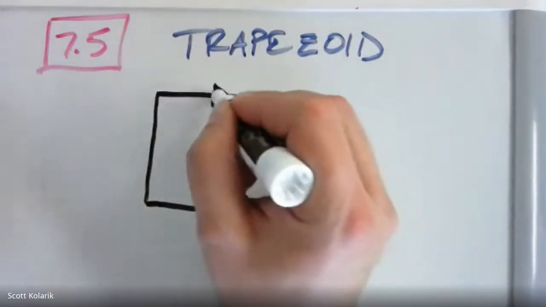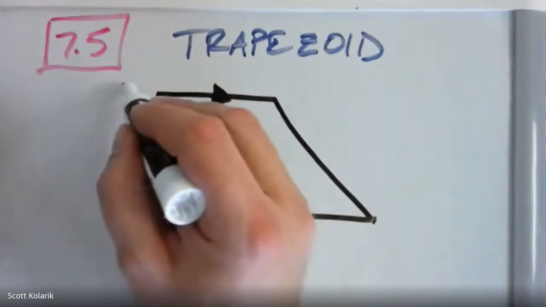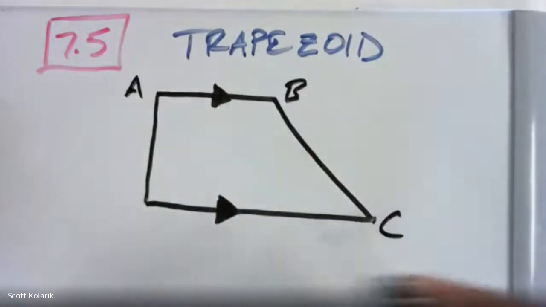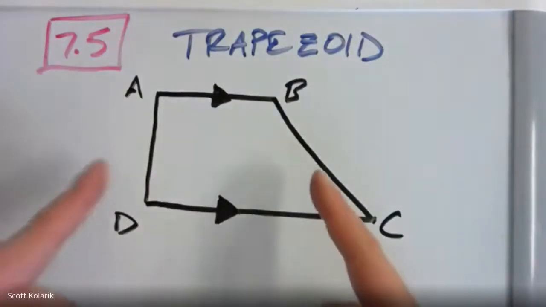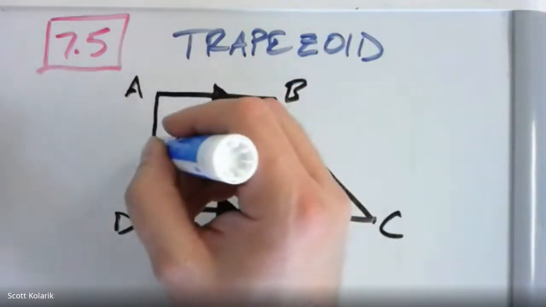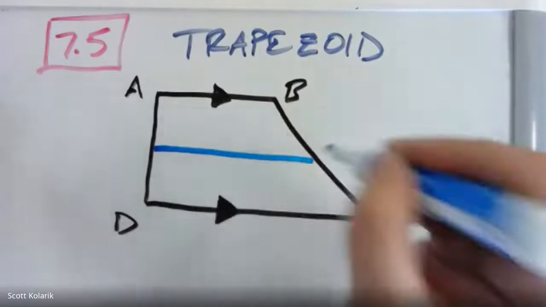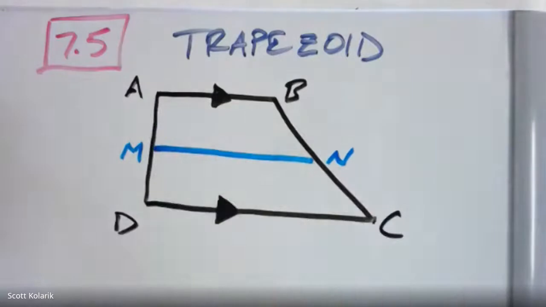So you'll be given something like this. There's a pair of parallel sides, and I'll label the corners as follows. That's a trapezoid: 1 pair of parallel sides, and the other 2 sides are not parallel. If I were to extend these off, they'd run into each other somewhere. One of the properties we learned about trapezoids was something called the Mid-Segment Theorem. Each of these legs, the non-parallel sides, has a midpoint. Call it M and N.